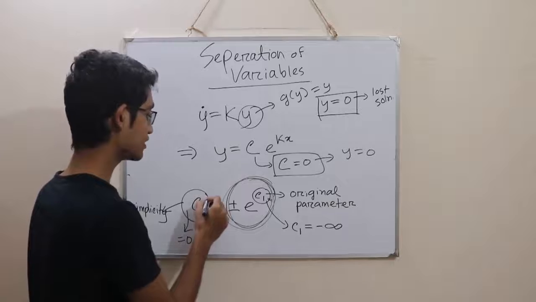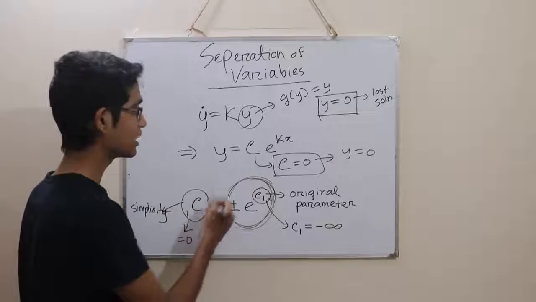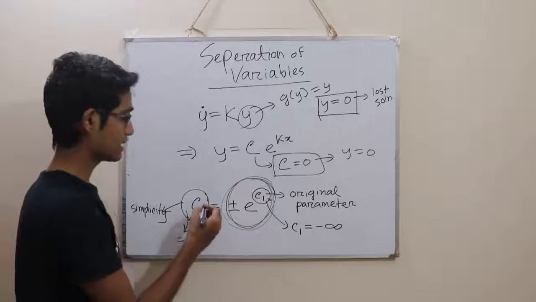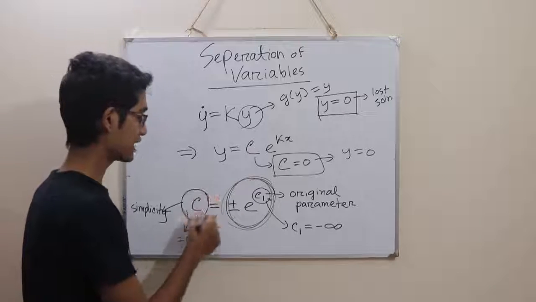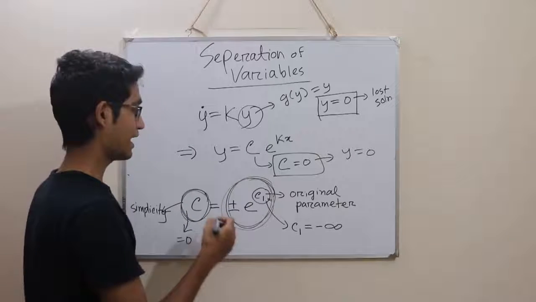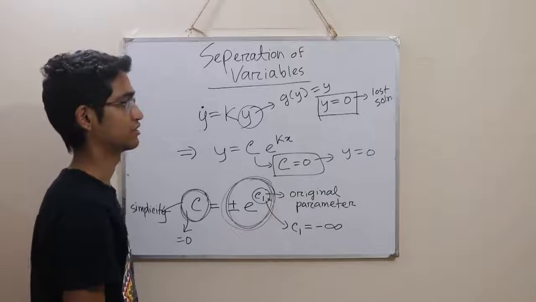So it seems as if we set this to 0, we are not losing any solution. But in reality, we cannot set this to 0. So actually we do end up losing this solution. This is actually a lost solution.